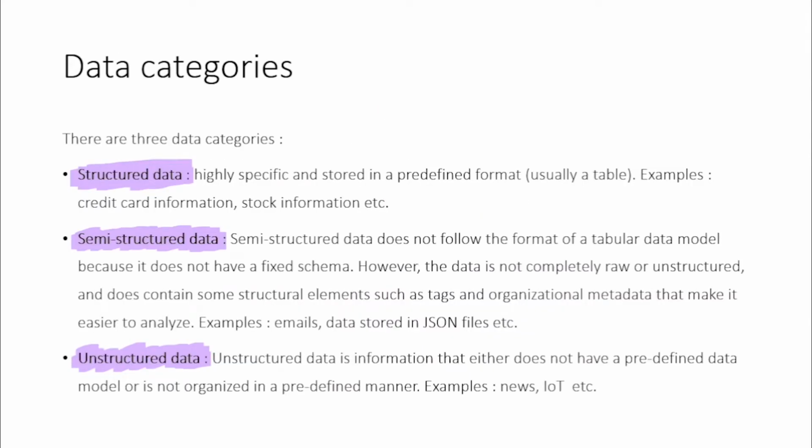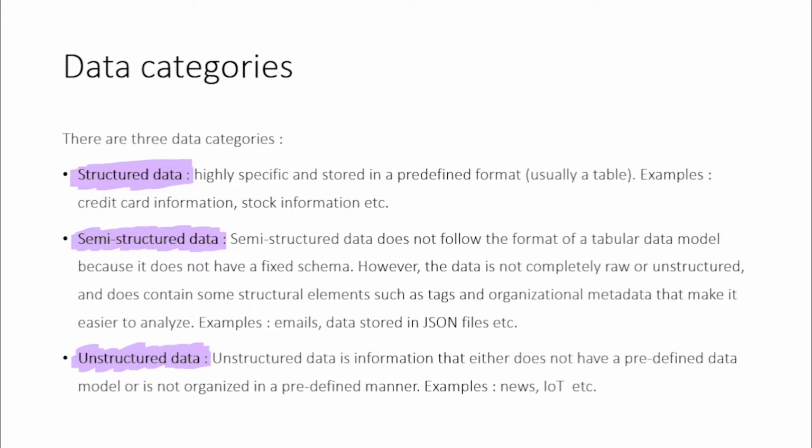So we have some data categories. There are three data categories, namely structured data, semi-structured data, and unstructured data. So what is structured data? Structured data is highly specific and stored in a predefined format. Usually it's a table. Examples are credit card information, stock market information. Whenever we store it in the form of a table or a tabular structure, we usually call it structured data.